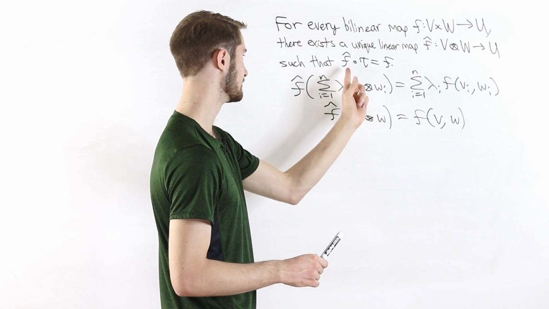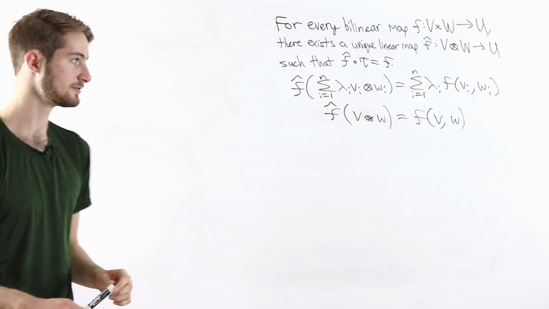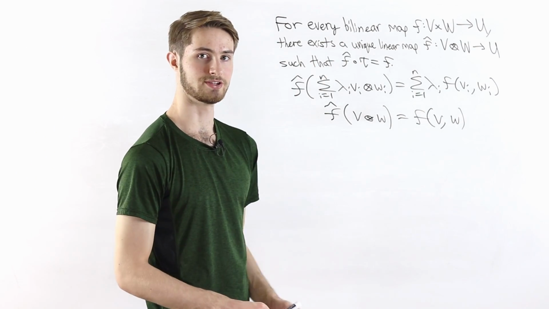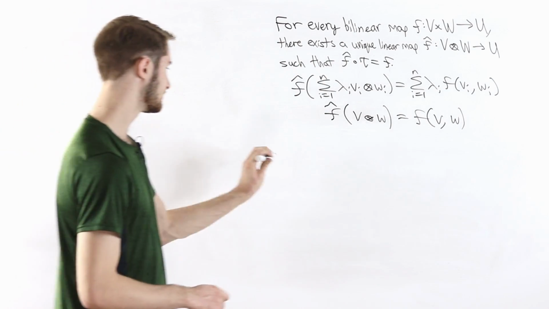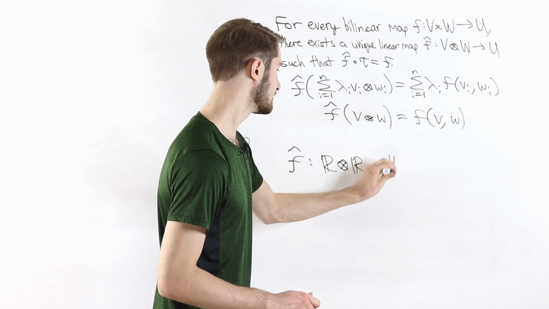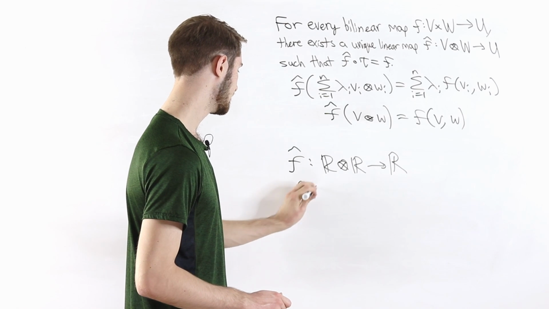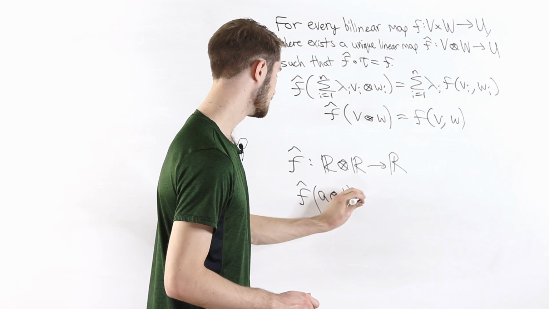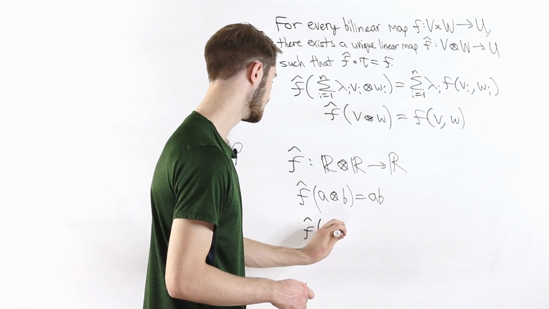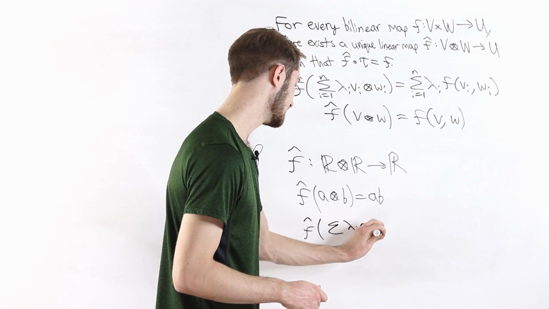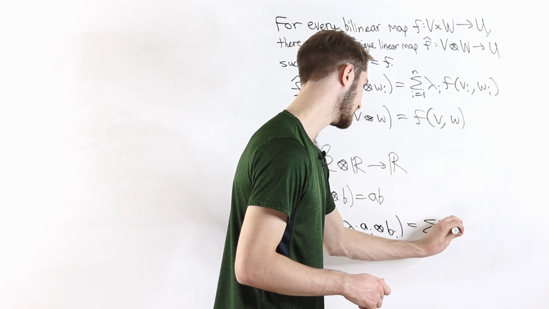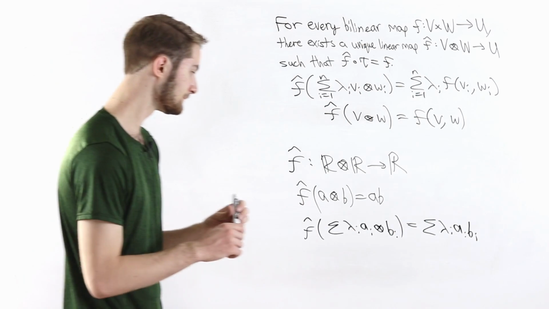And you can also get this from the equation f hat composed with tau equals f. Let's take a look at an example of using this to create a linear map on the tensor product. So let's say I want to define a function f hat on the tensor product R tensor R to the real numbers. And I want this function to be defined by f hat of a tensor b equals a times b. So you can generalize this to f hat of some arbitrary sum of lambda i a_i tensor b_i, where the definition would then be the sum of lambda i times a_i times b_i.